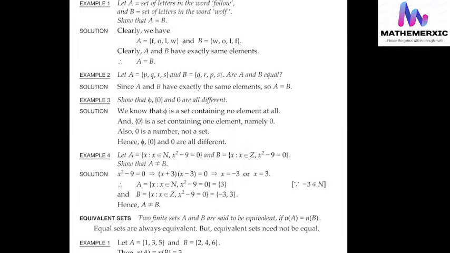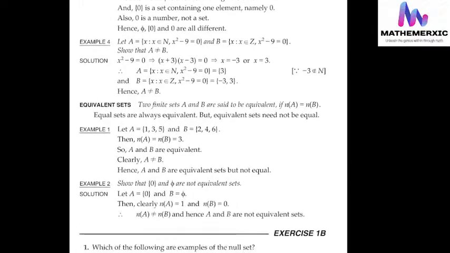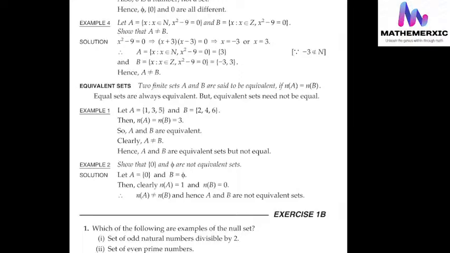If the number of elements are equal, that is n(A) is equal to n(B), we'll say it is an equivalent set. It is not equal because we are not considering the elements, we're considering the counting. So we should be very clear on that. The counting we are considering, not the elements. Hence, equivalent sets need not be equal, right?